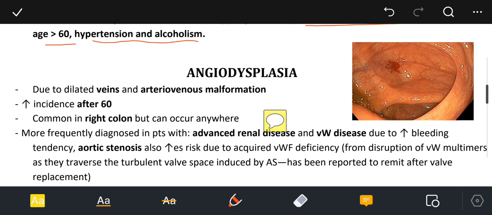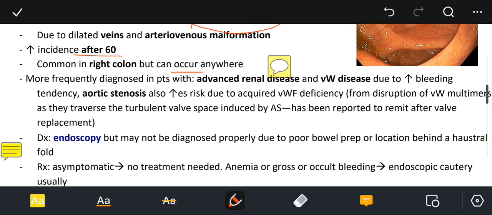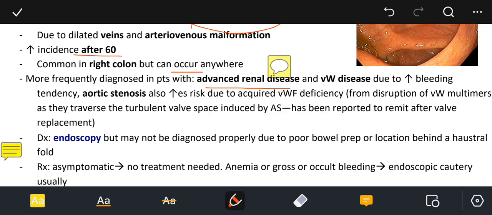Now let's talk about angiodysplasia. So in angiodysplasia, it occurs due to dilated veins and arteriovenous malformations. Increased incidence after age 60, common in the right colon but can occur anywhere. More frequently diagnosed in patients with advanced renal disease and von Willebrand disease due to increased bleeding tendency.